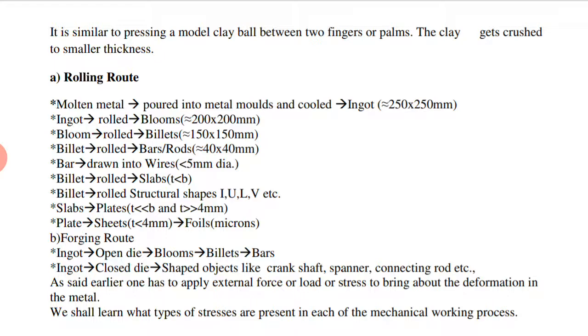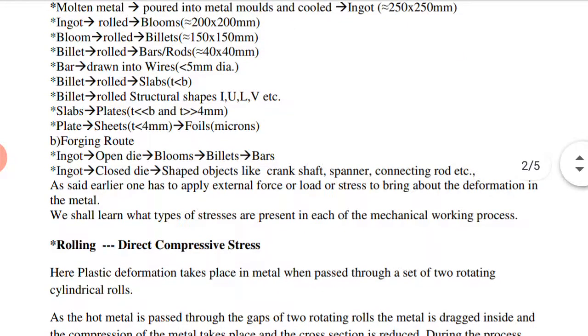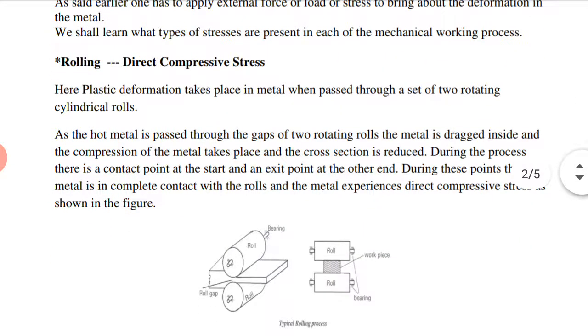As said earlier, one has to apply external force or load or stress to bring about the deformation in the metal. Rolling. Direct compressive stress. Here plastic deformation takes place in metal when passed through a set of two rotating cylindrical rolls. As the hot metal is passed through the gaps of two rotating rolls, the metal is dragged inside and the compression of the metal takes place and the cross section is reduced.